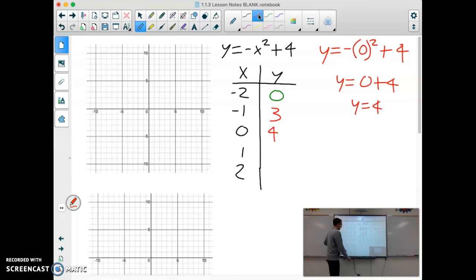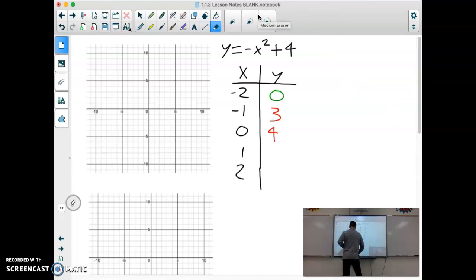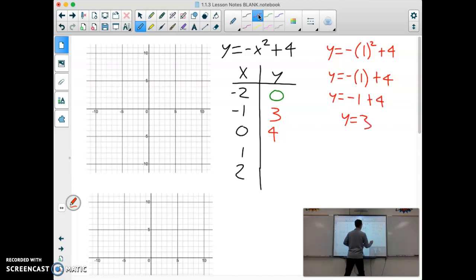Now we can plug in our positive numbers for x. We're going to plug in x equals 1. So y is equal to minus 1 squared plus 4. This will be negative times 1 plus 4. So we have a -1 plus 4. So this should get us again, y is equal to 3.